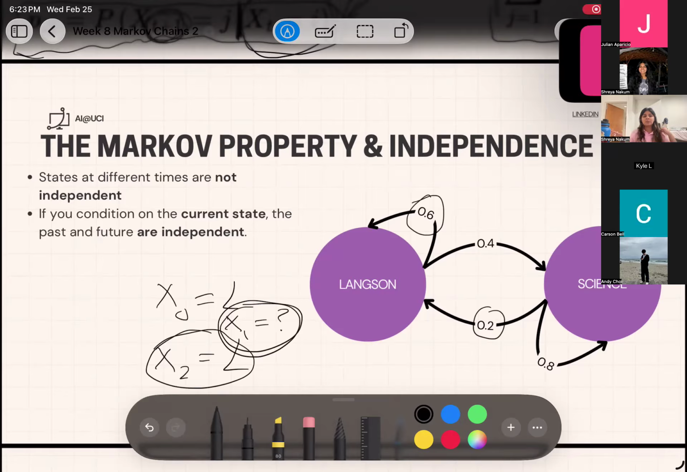So this is the main thing about the Markov property. If it were not true, and states at different times were independent, then your Markov property doesn't quite hold the same, because it means that all of your past is independent and all of your future is independent, and it doesn't really matter anymore. That means there's no prediction involved. You're just at the same state forever, right? Or it's cyclic. You know that you'll always be at science on even numbers or something like that. This is just to really drill in the Markov property and the idea of independence.